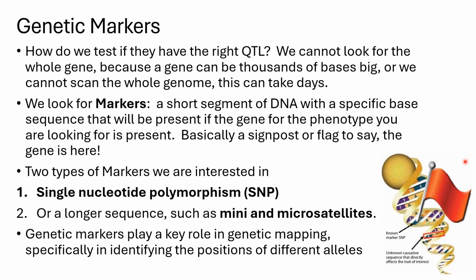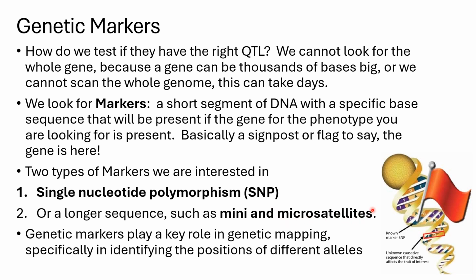And remember, that gene we want is the QTL. Okay, so we look for markers, and there's two types of markers. A single nucleotide polymorphism, SNP, and I know more big words, and we'll unpack that in a moment to make it simpler, or a longer sequence, such as mini and microsatellites.